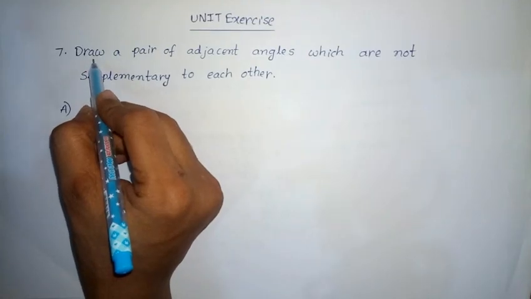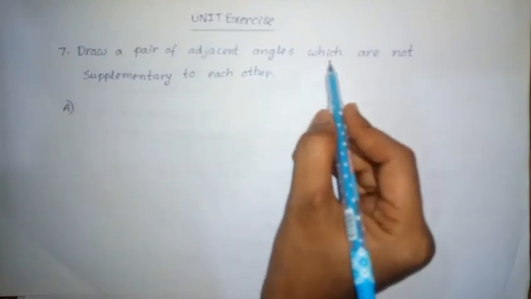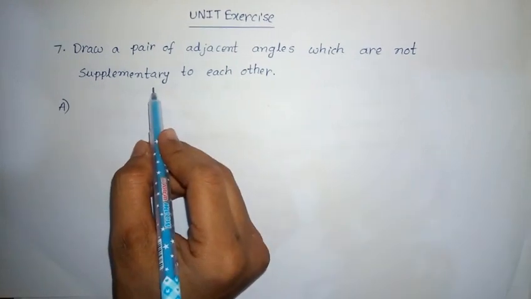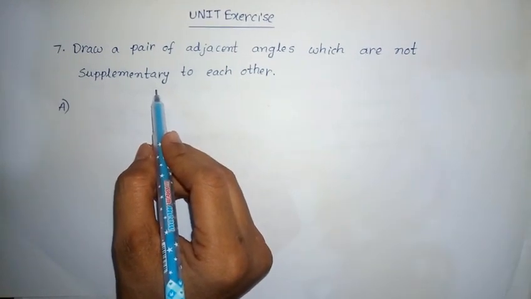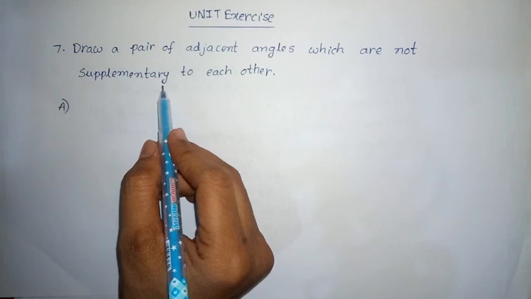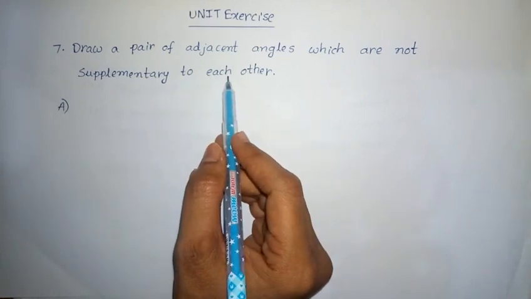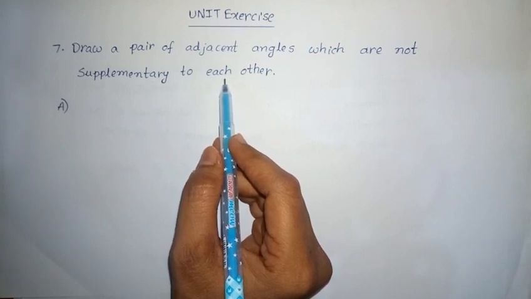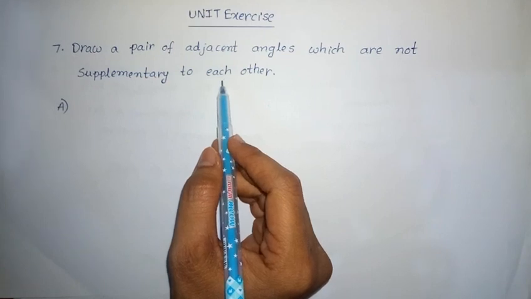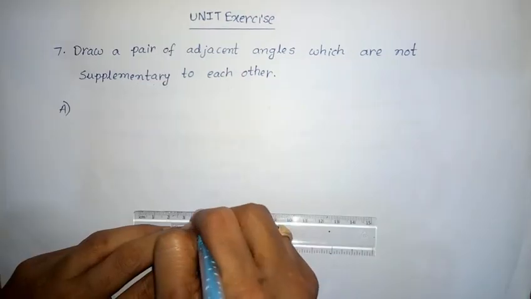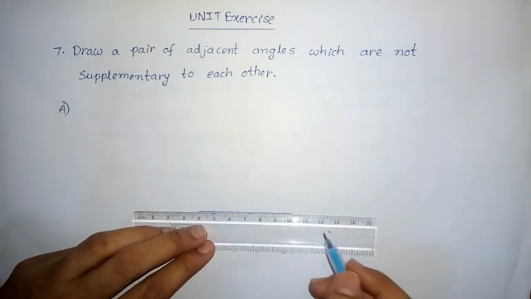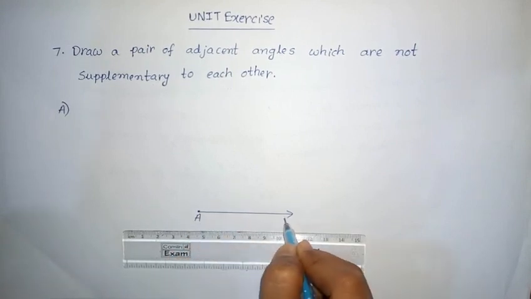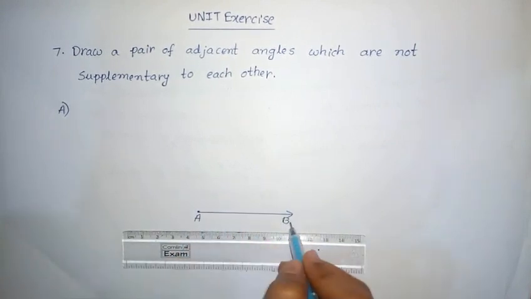Next problem, seventh one. Draw a pair of adjacent angles which are not supplementary to each other. So supplementary angles means the sum of the two angles is equal to 180 degrees. So in the problem they are asking for angles which are not supplementary. So the two adjacent angles' sum is not equal to 180 degrees. So first draw a straight line. So this is a straight line. Consider this is a point A. So this is a point B. So this is line AB.